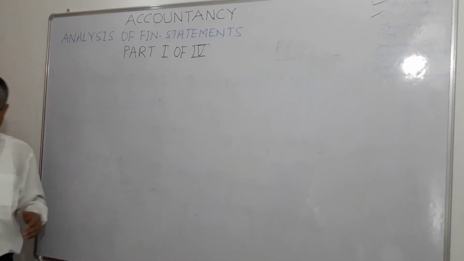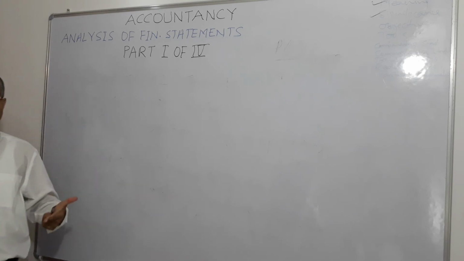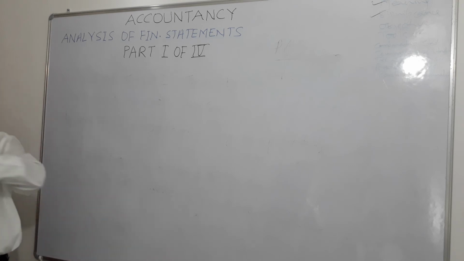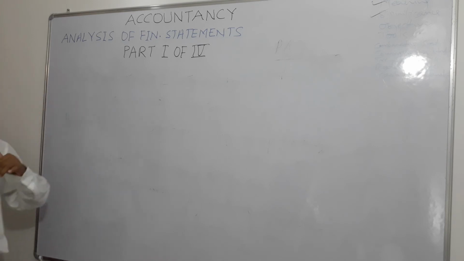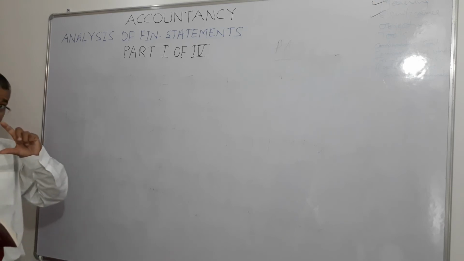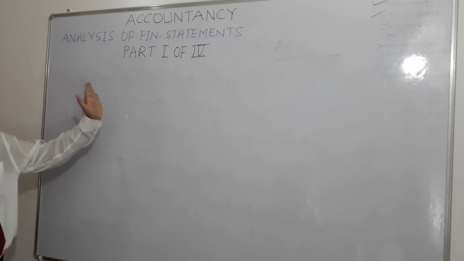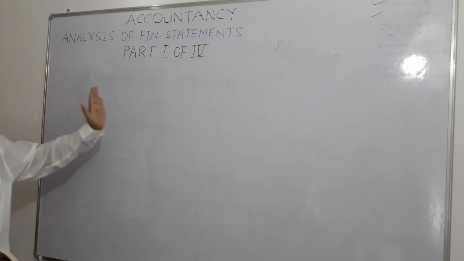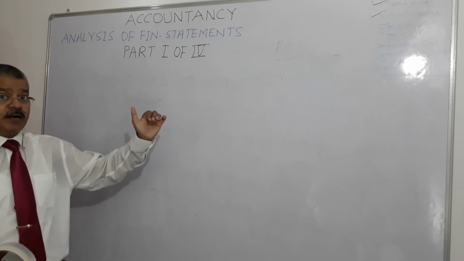So, to be more specific, the objectives of analysis of financial statements will be to assess the current profitability and make estimates and predictions about the future profitability, to ascertain the relative importance of different components of the financial position of the firm, to identify the reasons for change or deviation, and to take corrective measures wherever required.